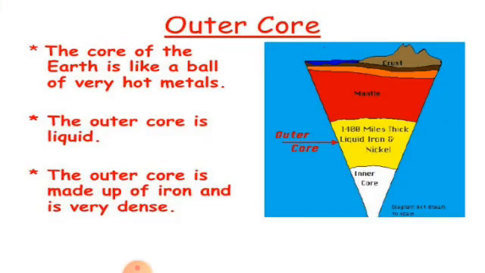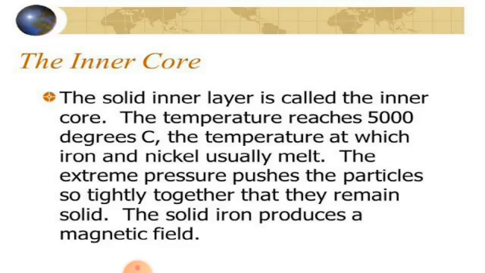Now, the outer core. The core of the earth is like a ball of very hot metals. The outer core is in the liquid form. The outer core is made up of iron and is very dense.